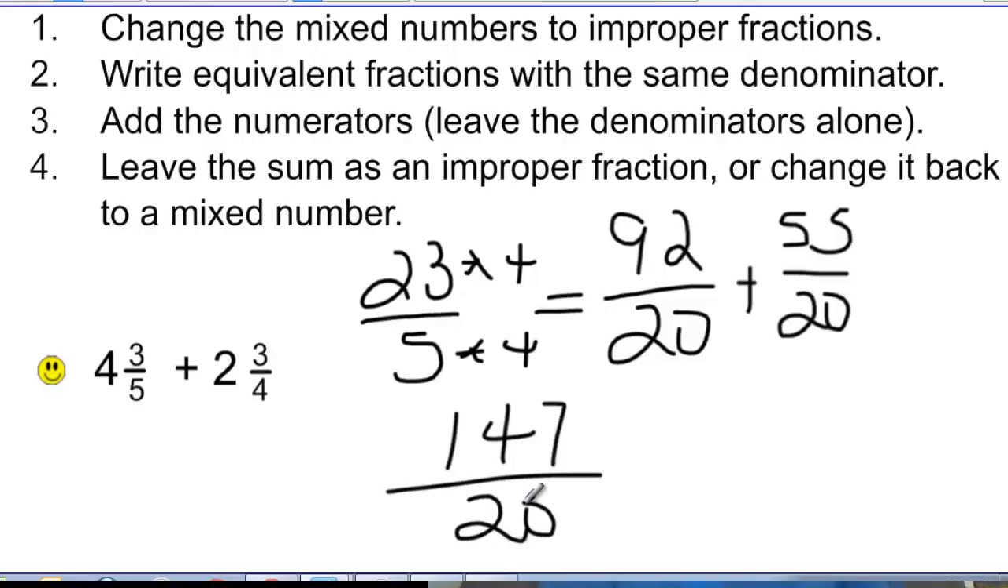I could leave this as an improper fraction, or I can change it back to a mixed number. If I want to change it back to a mixed number, I have to ask myself, how many times does 20 go into 147? And I know that 2 goes into 14 7 times, so 20 times 7 is 140. So that would mean that I would have 7 left over, and I still keep my denominator of 20. So that would be 7 and 7 twentieths.